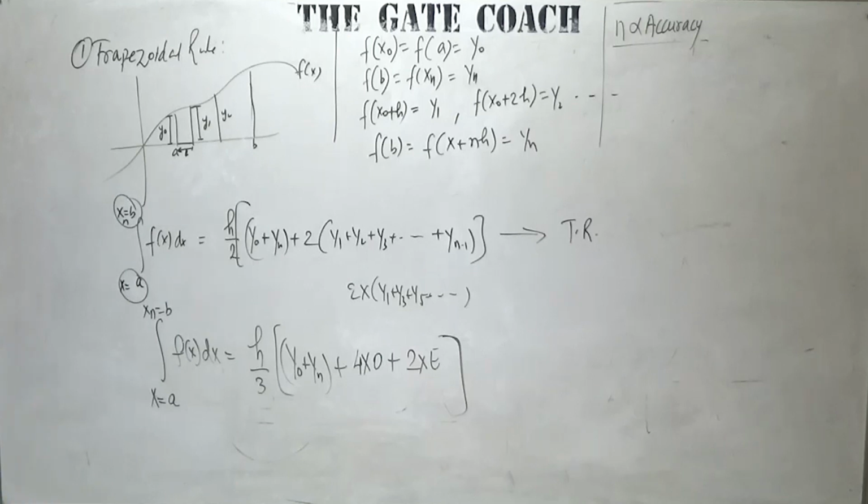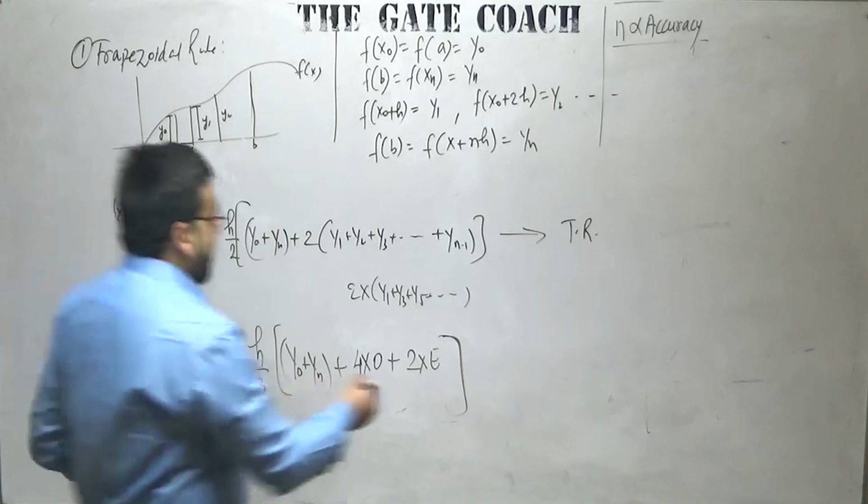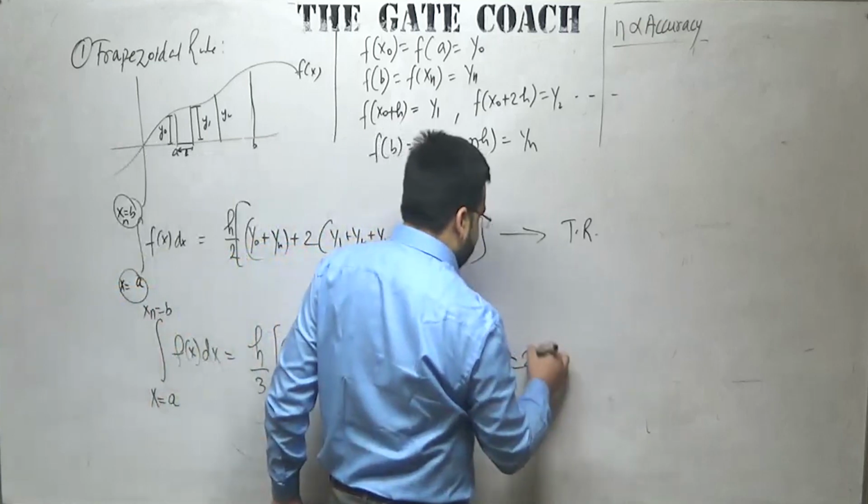So this is what Simpson's 1/3 rule is all about. For this Simpson's 1/3 rule, the number of intervals n should be a multiple of 2.